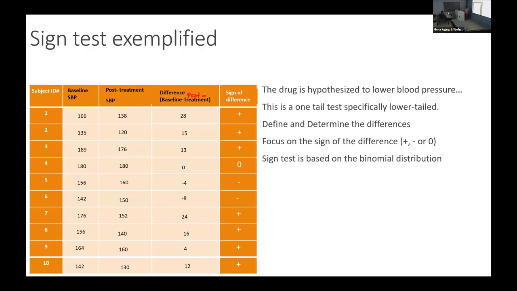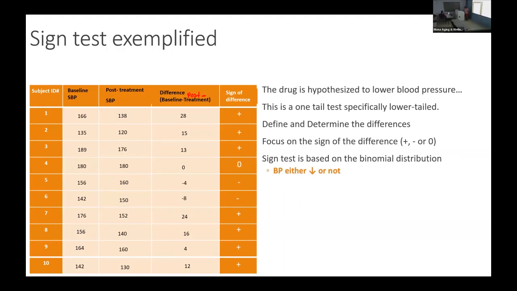Now, the sign test is based on the binomial distribution. Well, at least depending on the sample size. So for lower sample sizes, your sign test can be based on the binomial distribution. So if we look at it like that, in this case, your blood pressure could either go down or not. So it's either going down or it's not going down. So there are two possibilities.